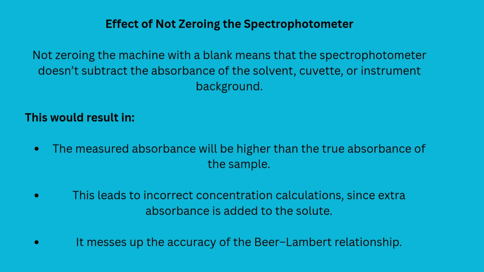While performing the spectrophotometer analysis, zeroing the spectrophotometer is necessary. Otherwise, not zeroing the machine with the blank means that the spectrophotometer doesn't subtract the absorbance of the solvent, cuvette, or instrument background. This would result in the measured absorbance being higher than the true absorbance of the sample, and this could lead to incorrect concentration values since extra absorbance is added to the solute. As a result, it messes up the accuracy of the Beer-Lambert relationship.